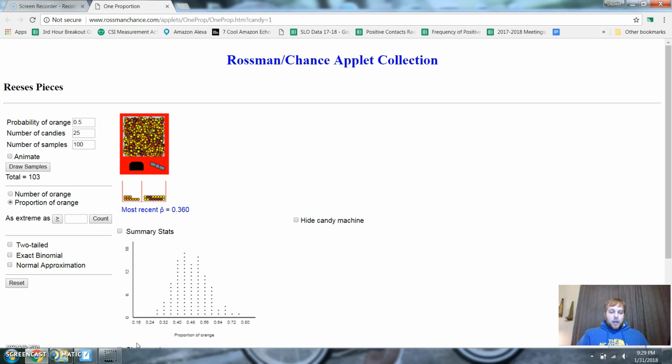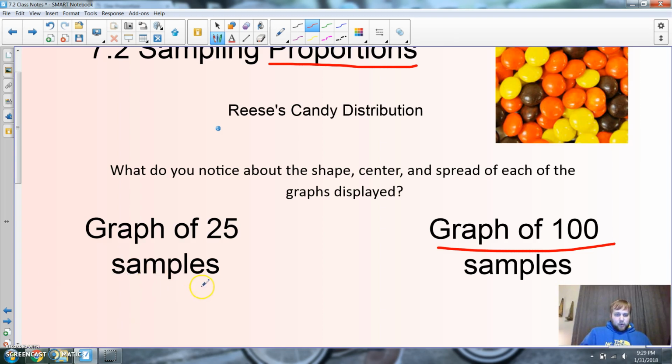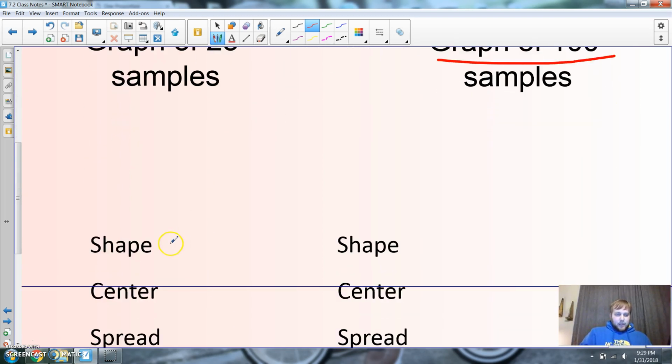So let's describe what is the shape, center, and spread. So let's say the shape is approximately normal. Would you say that for 25 bags of size 25? The shape is approximately normal. By the way, never say normal unless you are 100% sure it is perfect. Always say approximately normal. Okay, so I'd say it's approximately normal. And since I'm writing with a mouse, I'm going to abbreviate a lot. So the shape's approximately normal.